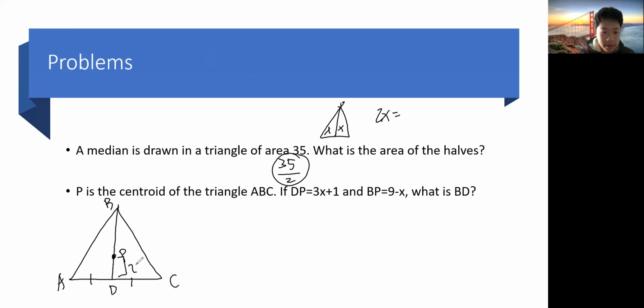Now we're going to do the last thing today, which is angle bisectors. An angle bisector is something that bisects an angle, which means it's going to cut this angle in half. So these two angles are going to be equal. Okay, so that's an angle bisector.